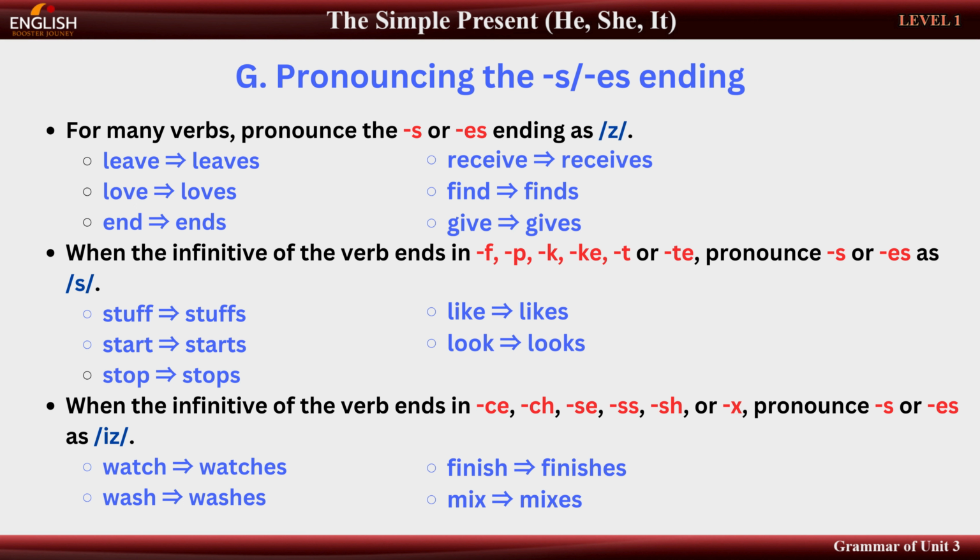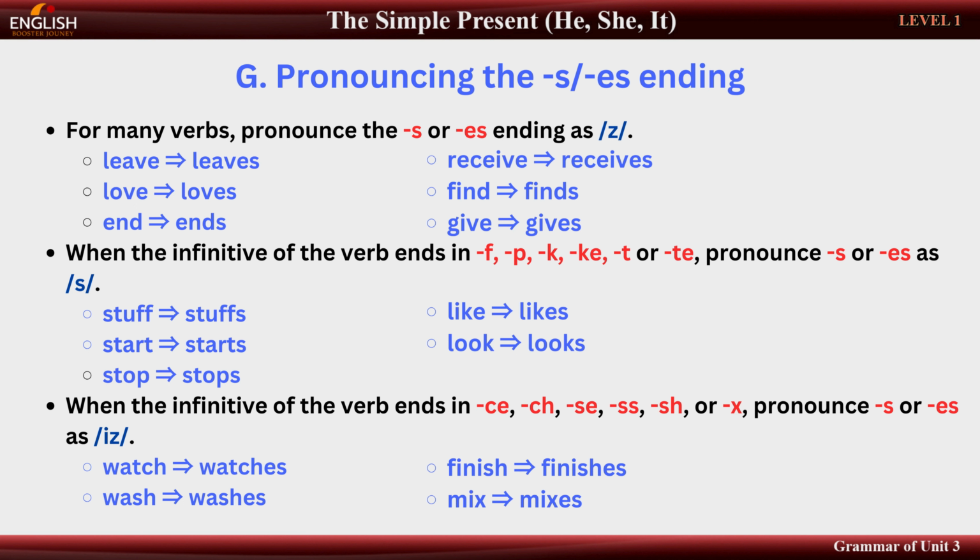When the infinitive of the verbs ends in f, p, k, ke, t, or te, pronounce s or es as s. Stuff, stuffs. Like, likes. Start, starts. Look, looks. Stop, stops.